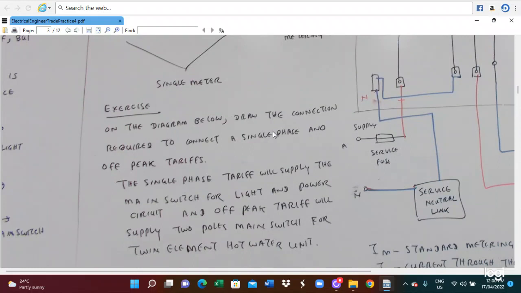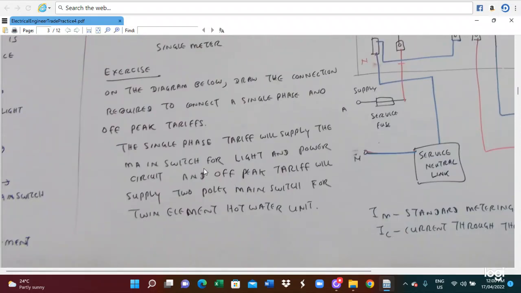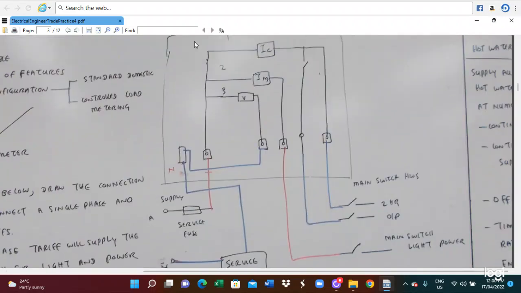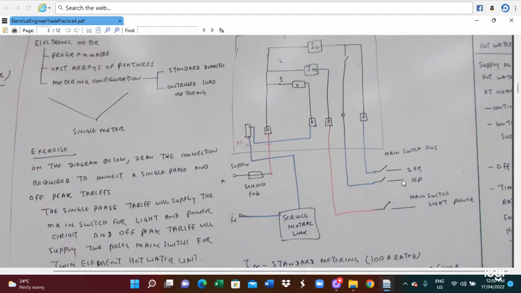So this line diagram is a connection for the single feed and the off-peak tariff. For single feed tariffs, we supply the main switch for the light and the power circuit, and for the off-peak tariff we supply the two-pole main switch for the twin element hot water unit. So this is for the connection of the single element or here connection diagram.